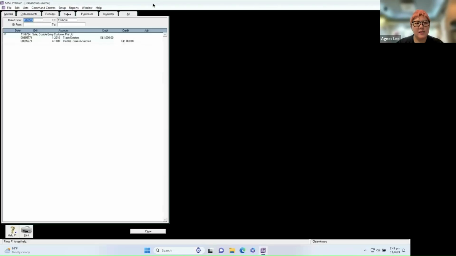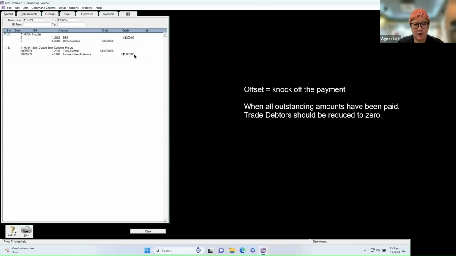So again, let's look at the double entry. It's a sales double entry. Debit trade debtors, credit my income account. So how do I take out the trade debtors, offset it, or you call it knock off, which means I have to receive the payment from my customer.